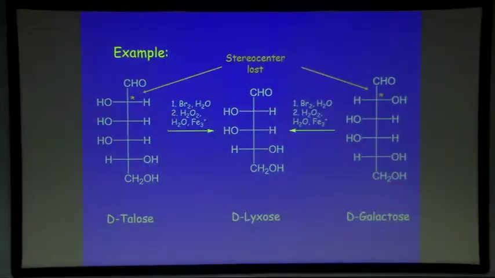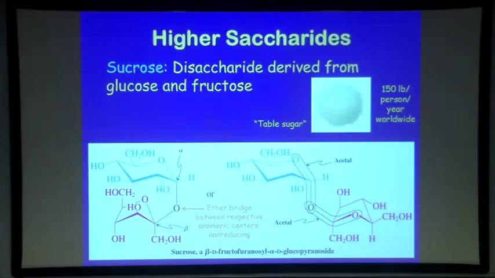Okay? And you can see how one can use this in order to deduce structures of unknowns by correlating them by either the extension of the chain or the reduction of the chain, ultimately with a known sugar. So it gives you some knowledge about the stereochemistry around the stereocenters down the chain. So at the end of this chapter, yes, sorry.